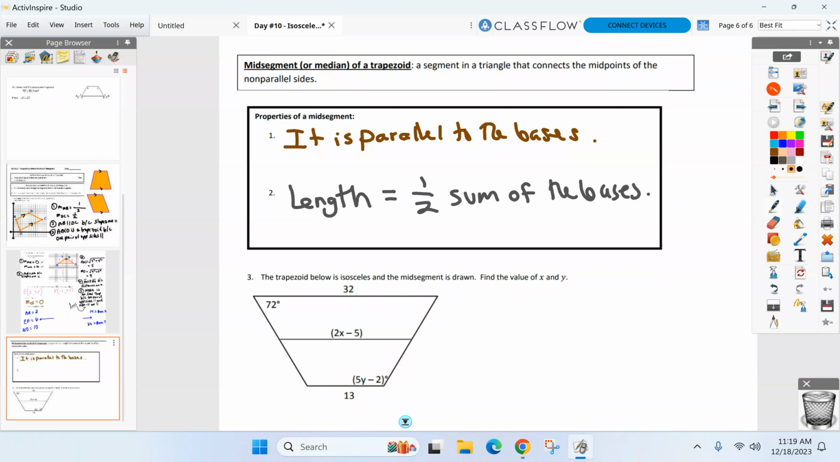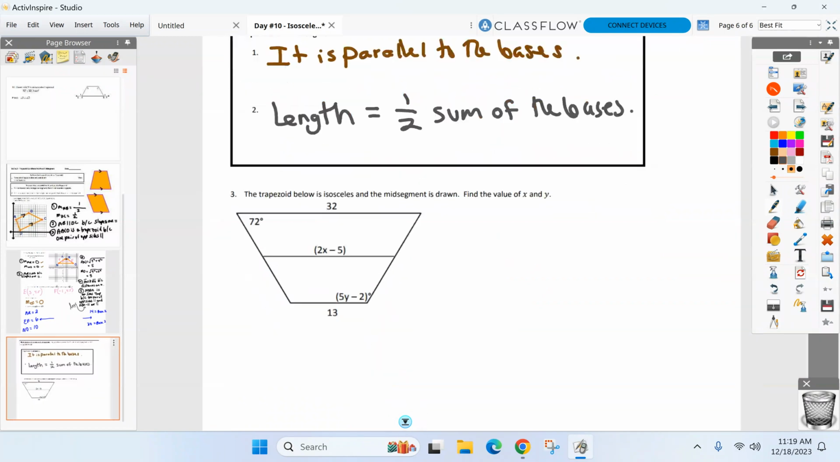So I'd like you and your group to take these two properties and look at this isosceles trapezoid below and figure out the values of x and y. All right, so use those two properties. Be careful here. It's isosceles and this is a midsegment. Don't overlook that it's an isosceles trapezoid and you have a couple properties that you could use. All right, so go ahead. You and your group discuss how, using these two new properties of a midsegment, I can find x and y. And it's an isosceles trapezoid.